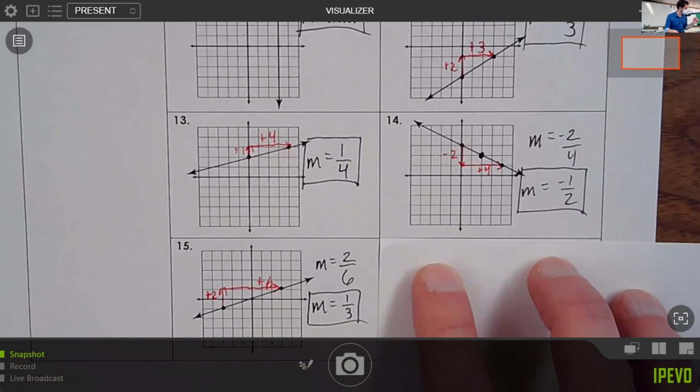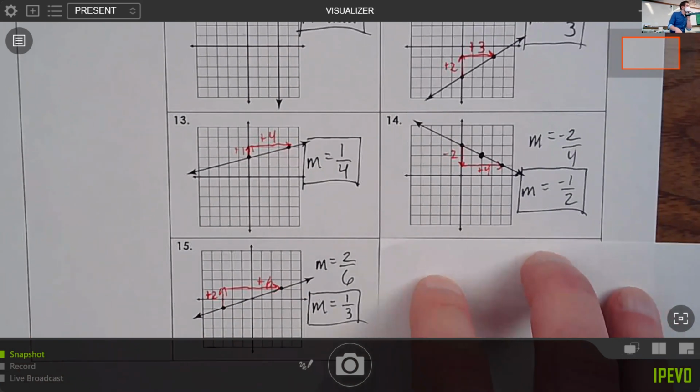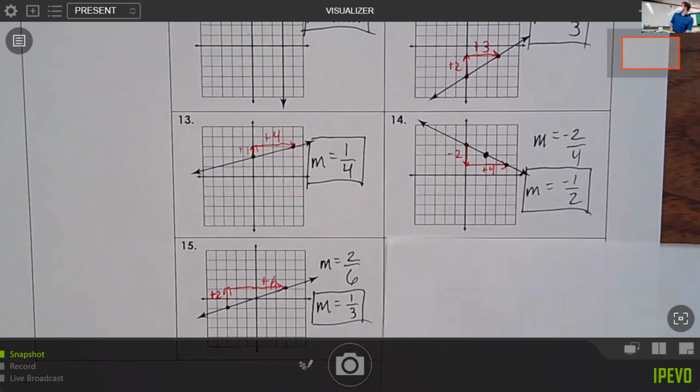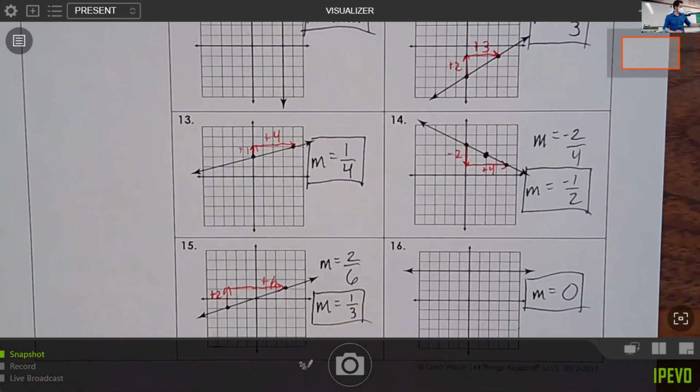And then finally, number 16. Karen, what do you have for number 16? The last one there. 0. Nice. Horizontal line, left and right, is always a slope of 0. Well done. All right, so that's it for today's lesson.